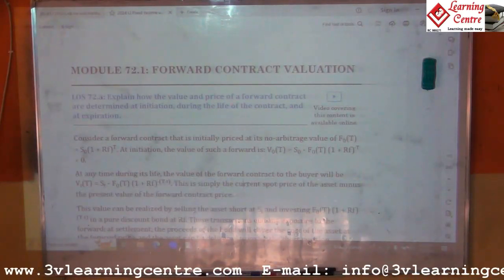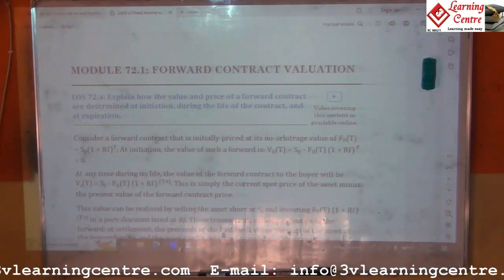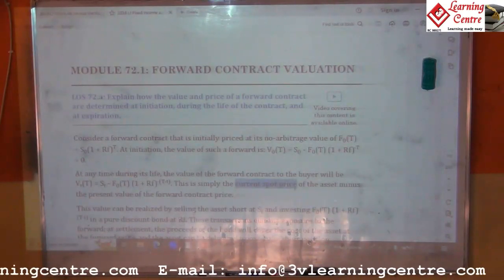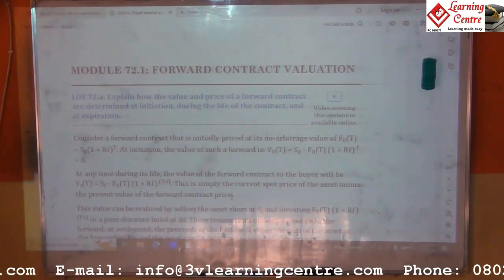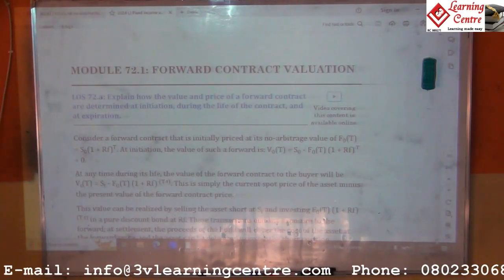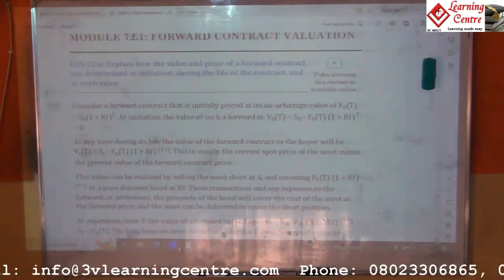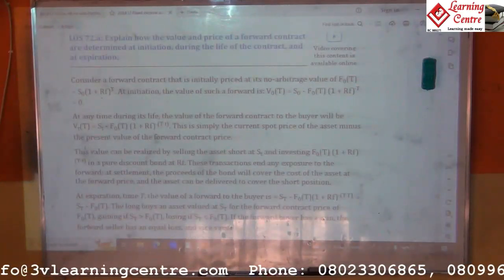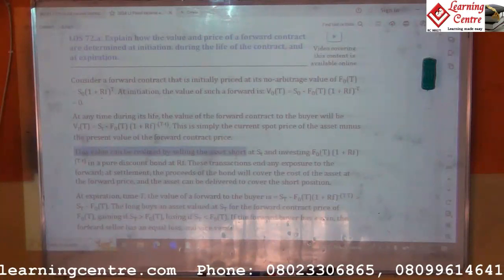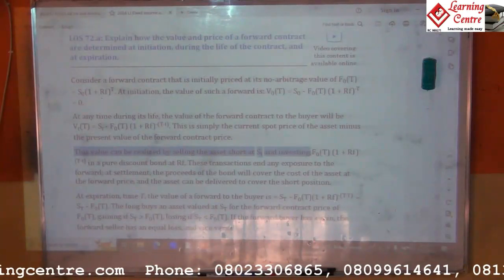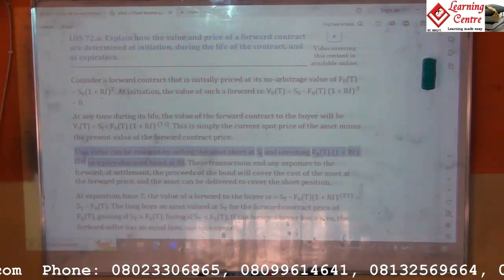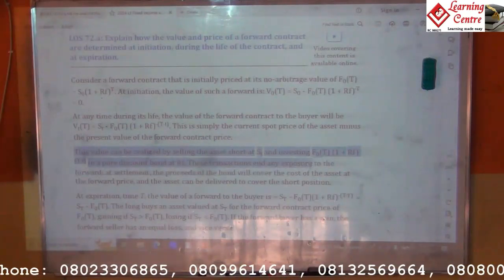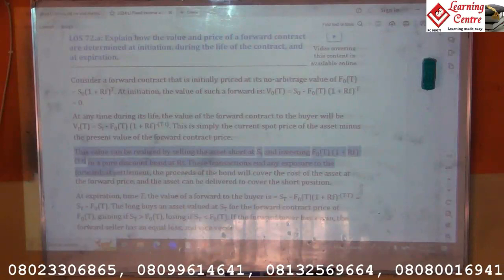So how did they calculate the value during the life of the contract? The difference between the spot price and the present value of the forward price, like we did in our calculation. It's the same thing. Now, this value can be realized by selling the assets and investing in a pure discount bond at RF. These transactions end any exposure to the forward.